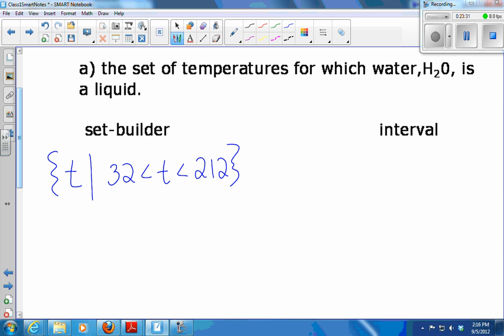Now I think it's the case that 32 is the freezing point, so at 32 it becomes ice. So I'm not going to include the 32. Same thing with the 212. That's the point where it becomes steam, so I'm not going to include the 212. And so if I were to write this in interval notation, it would be 32, comma, 212, round brackets. And I should put a little note here that T is in degrees Fahrenheit. Now, if it was Celsius, I would have had what? 0 to 100. Good.